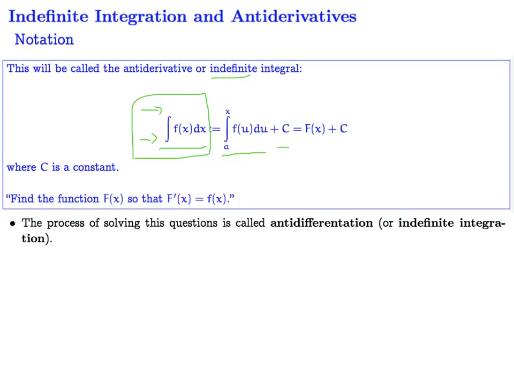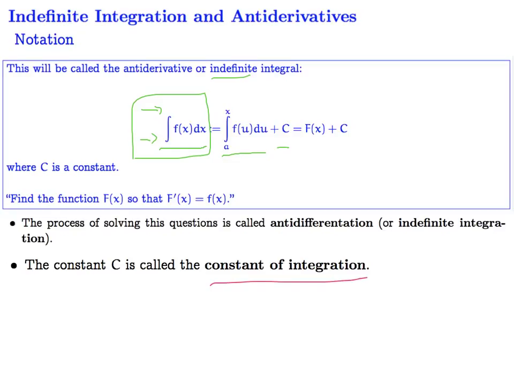Now we're going to have about 7 billion notes down here, so get ready to write quite a bit. This process of solving this type of question or challenge is called antidifferentiation. It also goes by the name indefinite integration. The constant c you see there is called the constant of integration. This is incredibly important. Do not forget to put the constant of integration at the end when you solve a problem. We'll see some examples, and it's very, very important to do this.